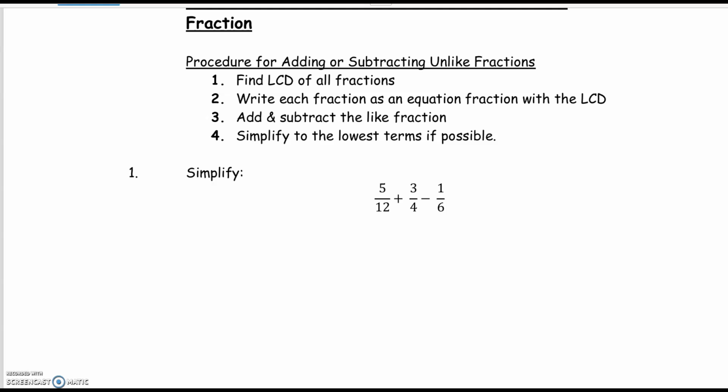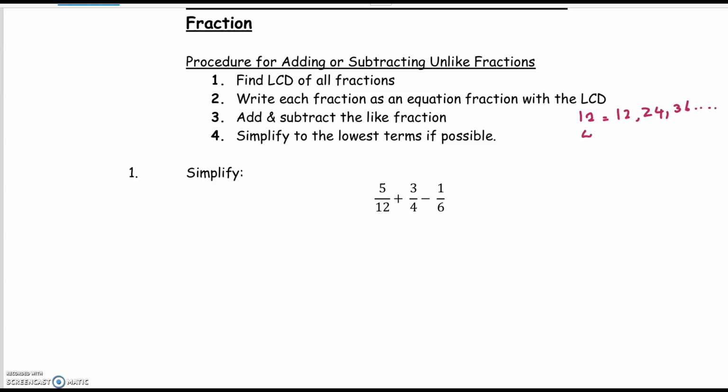So let's use method 1. Start with the largest of the denominators, which is 12. And then you go 12 times 1 is 12, 12 times 2 is 24, 12 times 3 is 36. If it's getting too long, then you should stop.